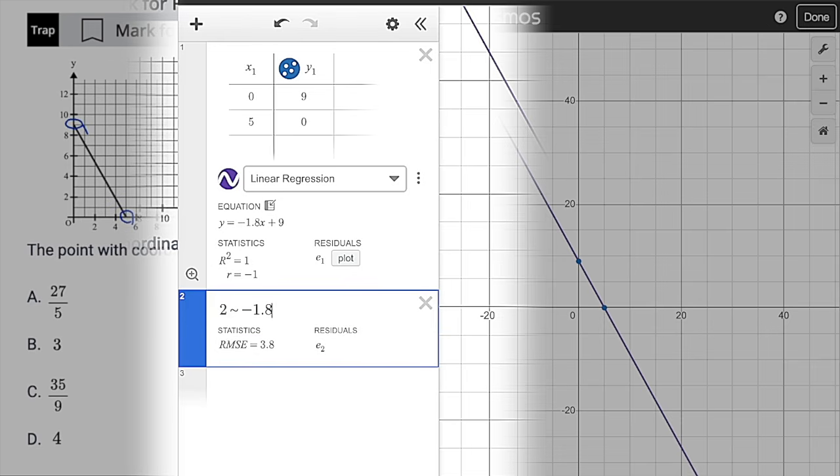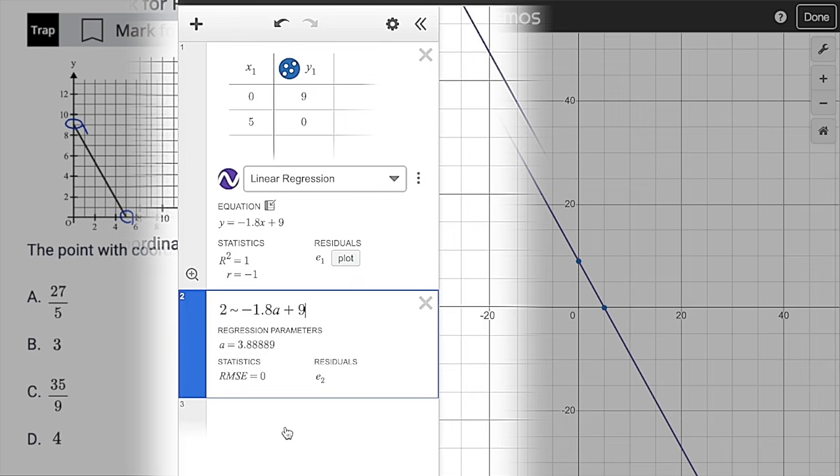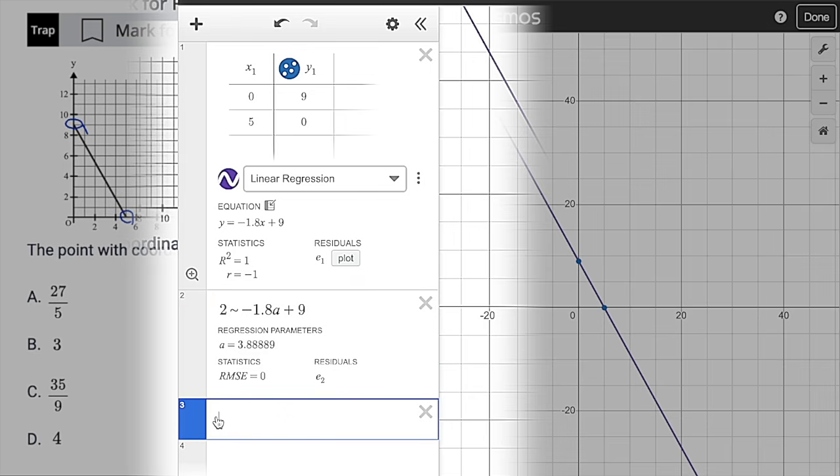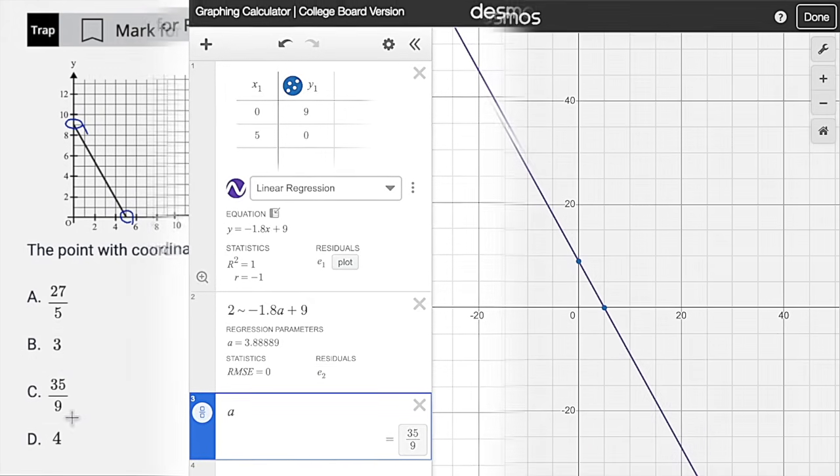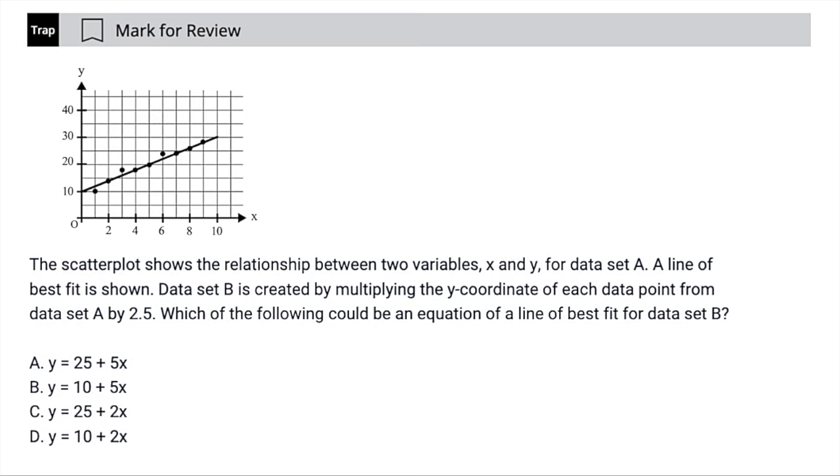We'll call it xa, so it gives us an answer, plus 9. And now we know the value of a is this. Since all of our answers are fractions, we'll do this, and then 35 over 9 is our actual answer for this one, choice C.